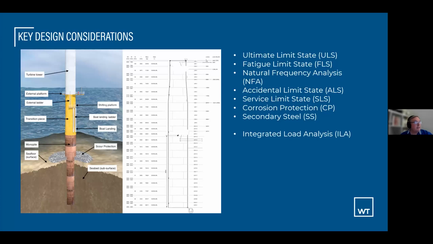Secondary steel is really all of what we refer to as the secondary structures, meaning they're not carrying the main load of the wind turbine generator down into the seafloor. So these would be your boat landings and your ladders and your interior platforms and where the cable hang-offs are to pass the cables up, and the equipment that sits on the platforms inside. Also a very important design consideration. And I'd already briefly mentioned the integrated load analysis, which we perform in conjunction with the turbine manufacturer.